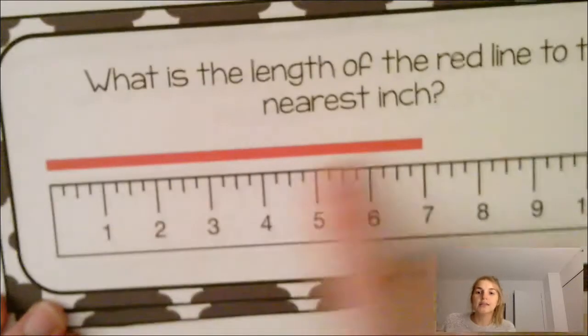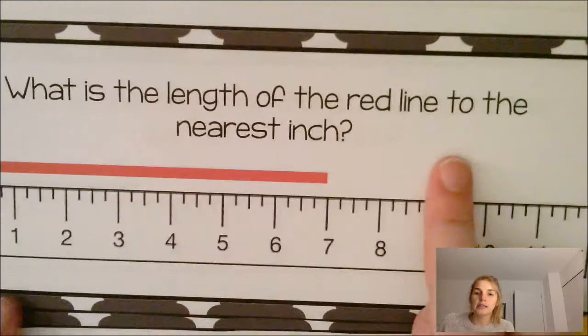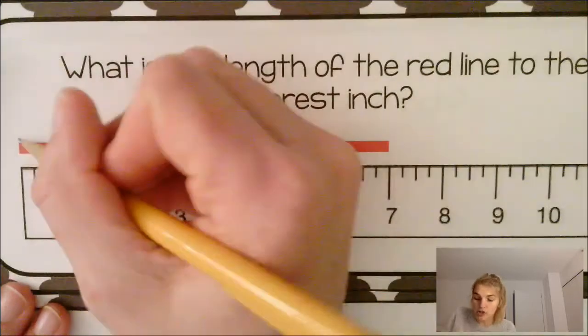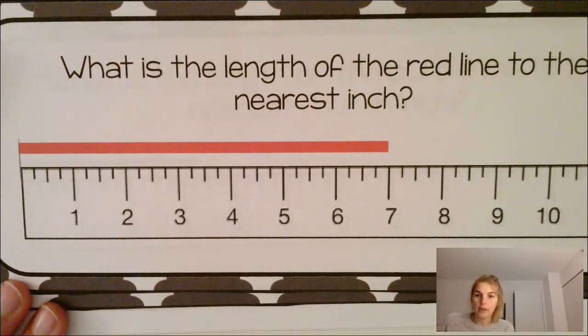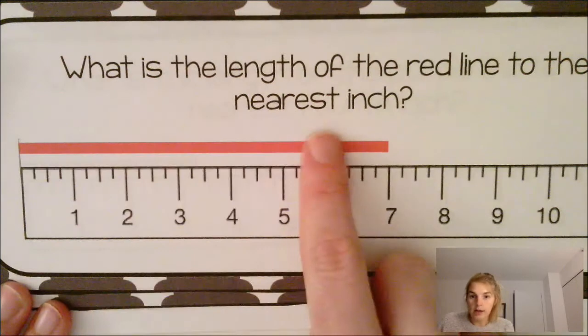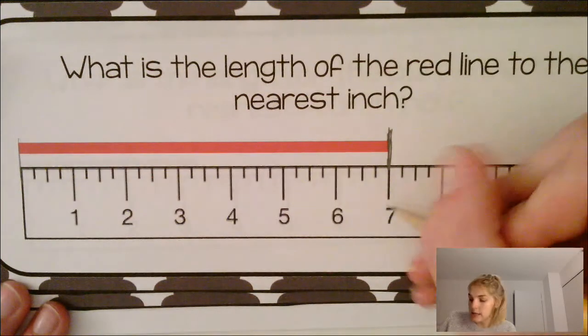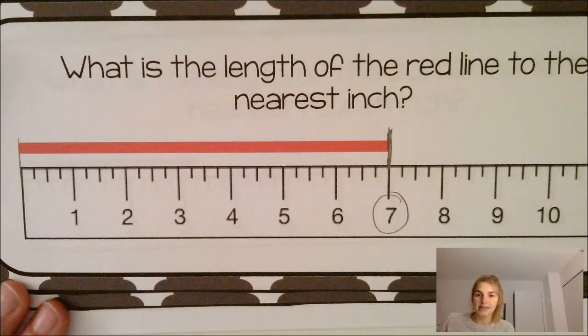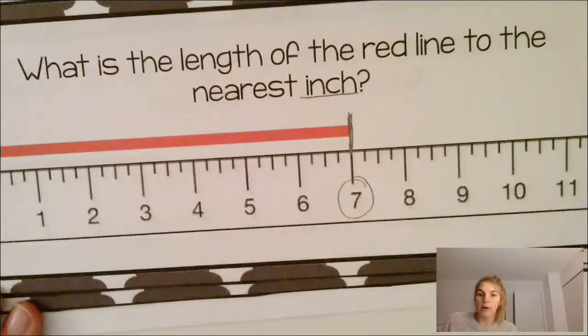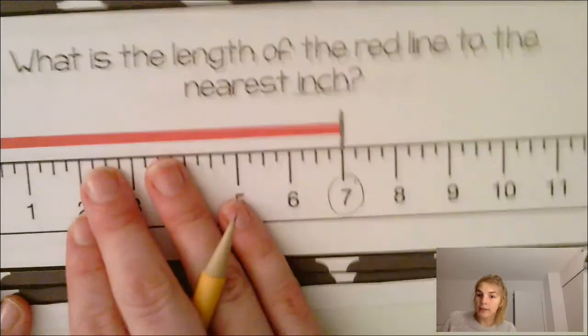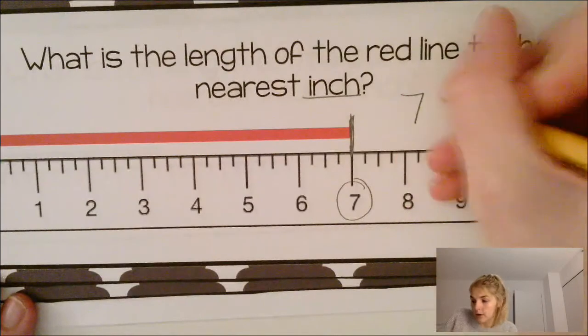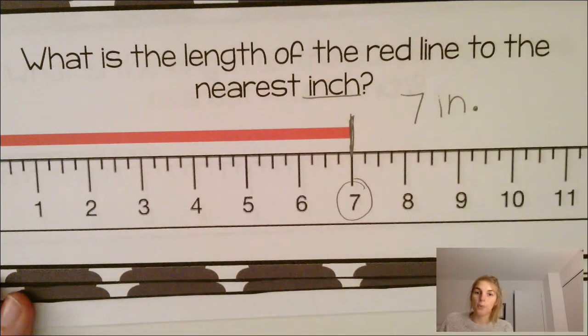This one says, which line is to the nearest inch? Well, we talked about we start at 0 in our measurements. Here's our line, and I'm going to make this just so I can see. And I see here that it stops at 7. I know we're talking about inches, so the length of this line would be 7 inches.